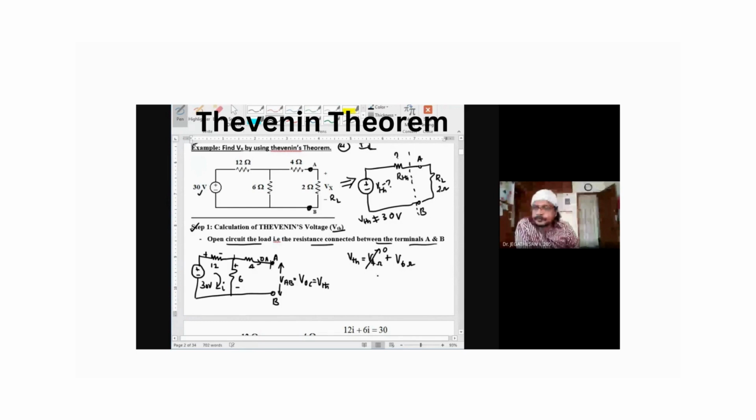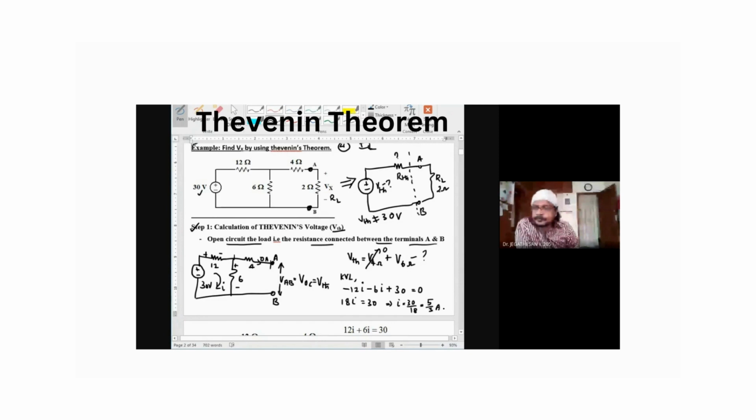To find out voltage across 6 ohm, I'm using KVL for this loop. So current flowing through the mesh is I: 12 minus 12I, minus 12I, minus 6I, plus 30 equal to 0. So 18I is equal to 30. I is equal to 30 divided by 18, that is 5 by 3 amps. Now the current is calculated.